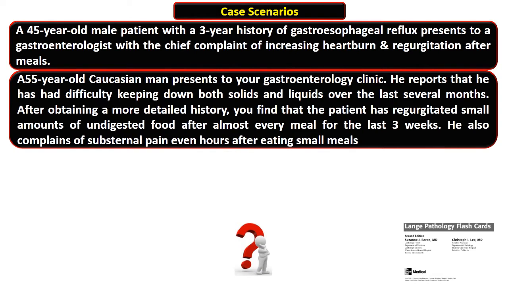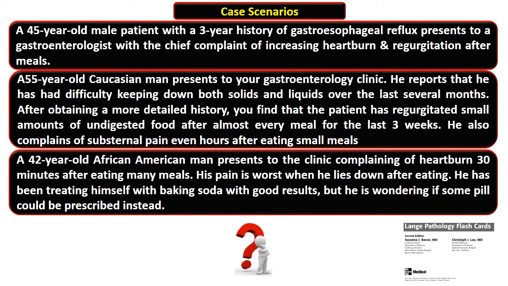Another problem is a 55-year-old Caucasian man present to your gastroenterology clinic. He reports that he has had difficulty keeping down both solid and liquid over the last several months. After obtaining a more detailed history, you find that the patient has regurgitated a small amount of undigested food after almost every meal for the last 3 weeks. He also complains of substernal pain even hours after eating small meals.